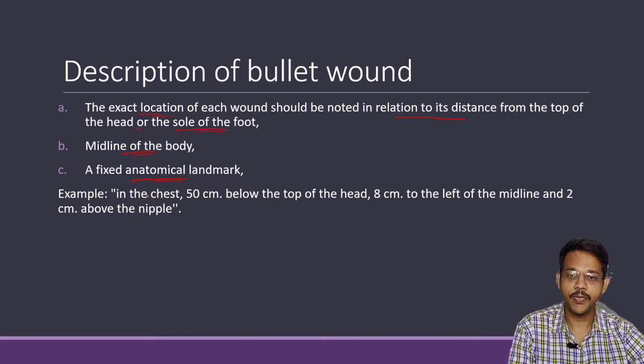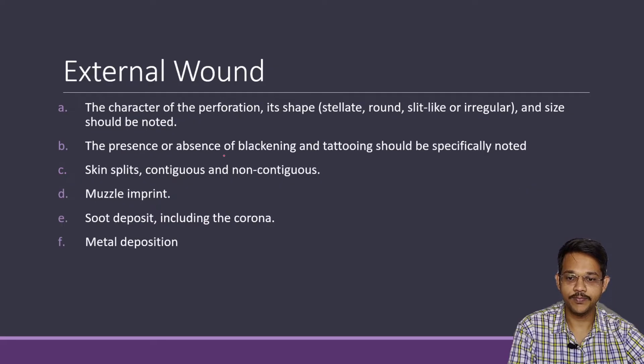For example, if the firearm wound is present in the chest, we have to say: in the chest, 50 centimeter below the top of the head, 8 centimeter to the left of the midline, and 2 centimeter above the nipple. So first we have to describe with the top of the head or heel or sole of the foot. Then we have to mention the distance from the midline and any landmark which is present near the body. So the exact location will be known.